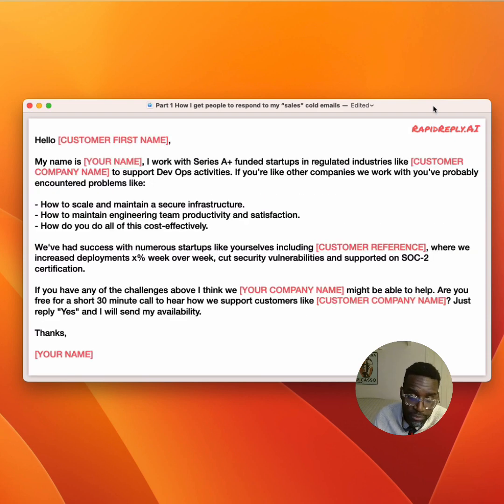Step 4 is you write the email. So here's an email. You might not be able to see it here on the post, but I'll put a link to it. And here you can see I've written out an email that goes to those specific points. I'm writing here that I'm after Series A funded startups in regulated industries. We're focused on DevOps. I talk about the problem specifically that they likely have, which is about scaling and maintaining security in the infrastructure, cost effectiveness, and so forth. I throw in a customer reference, and then I have a clear call to action, which is to book a meeting.